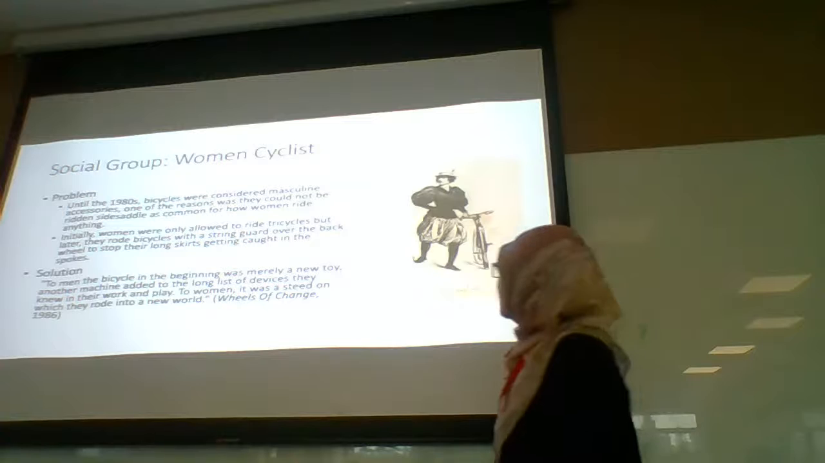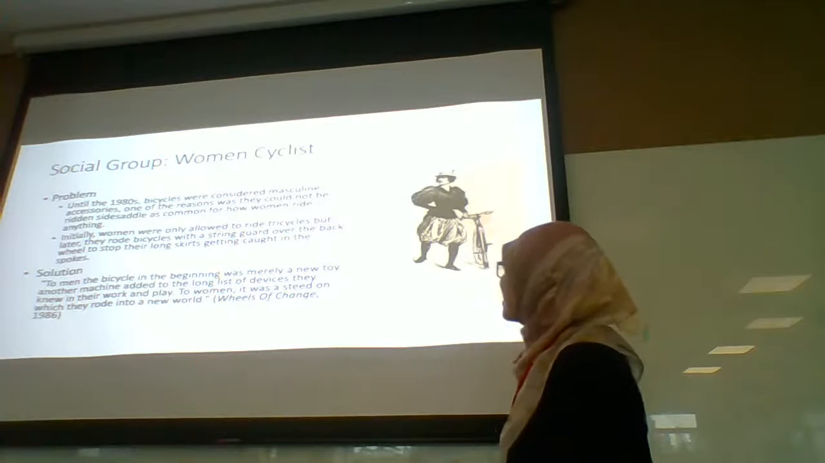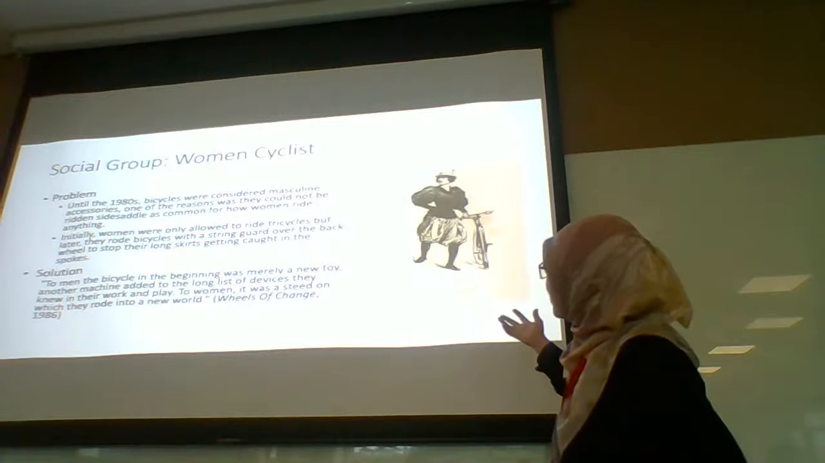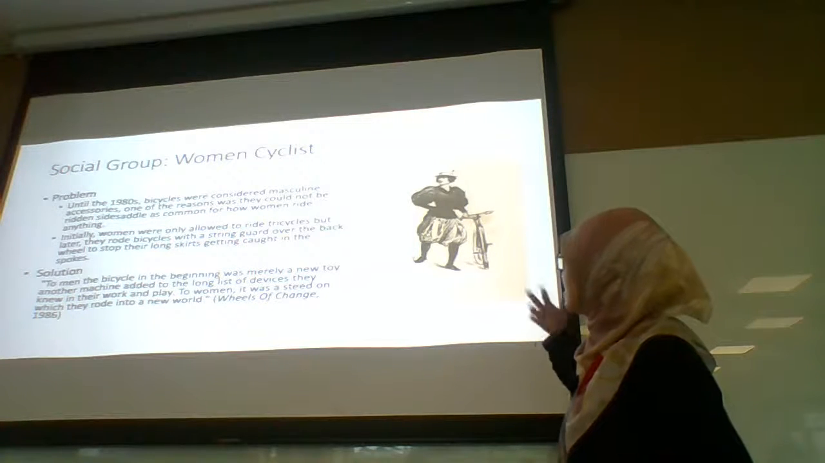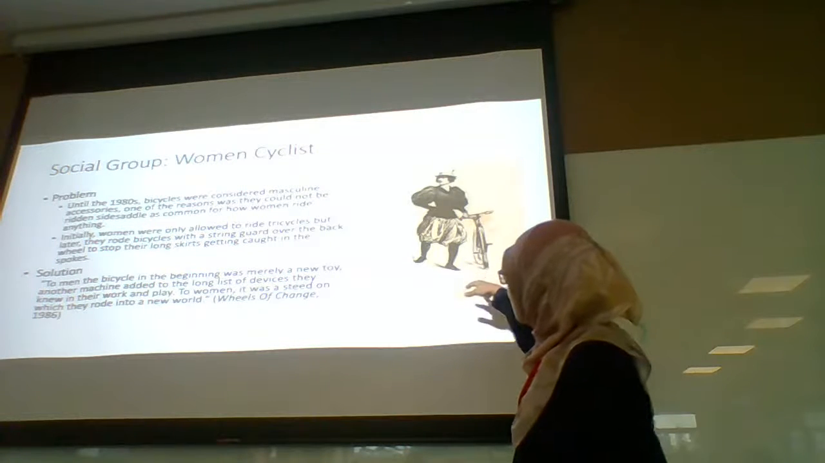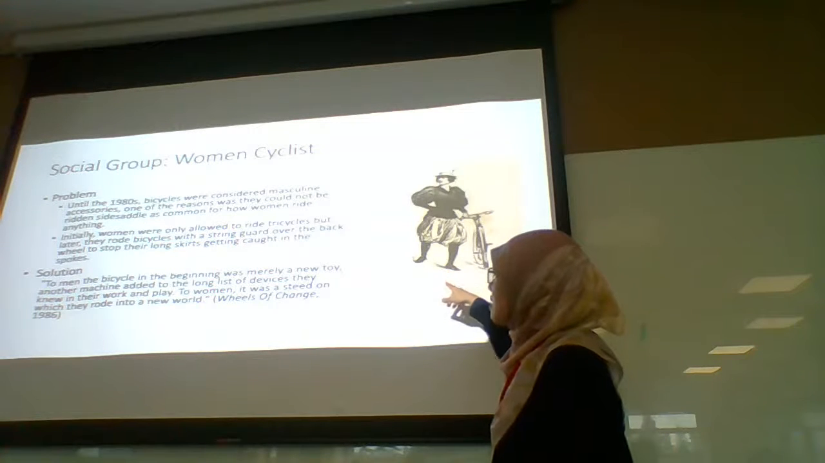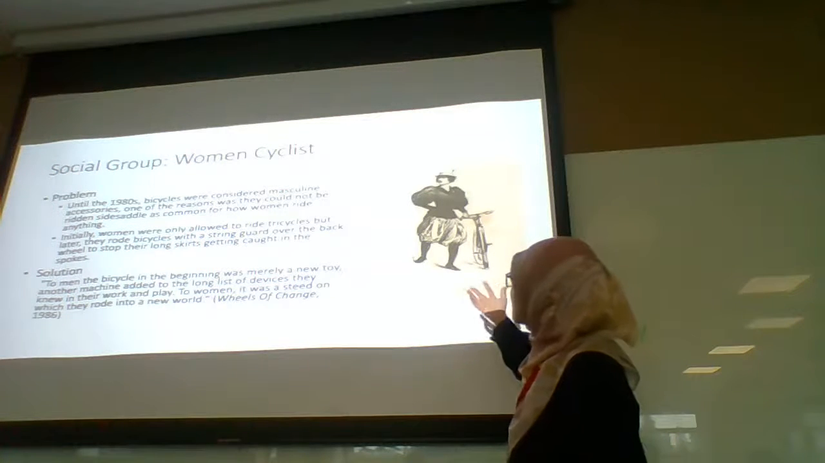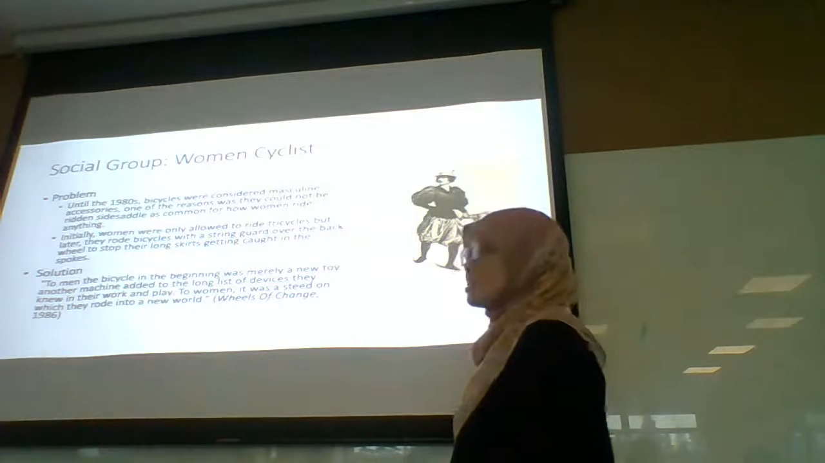So this is an example of the problem of the woman cyclist. The problem is really about feminism, like the right to wear pants, or even whether the bicycle can be used by women. In this design, it's already a low wheel. But the problem is really about their dress code, because at the time it wasn't very ladylike to wear this part of the dress.